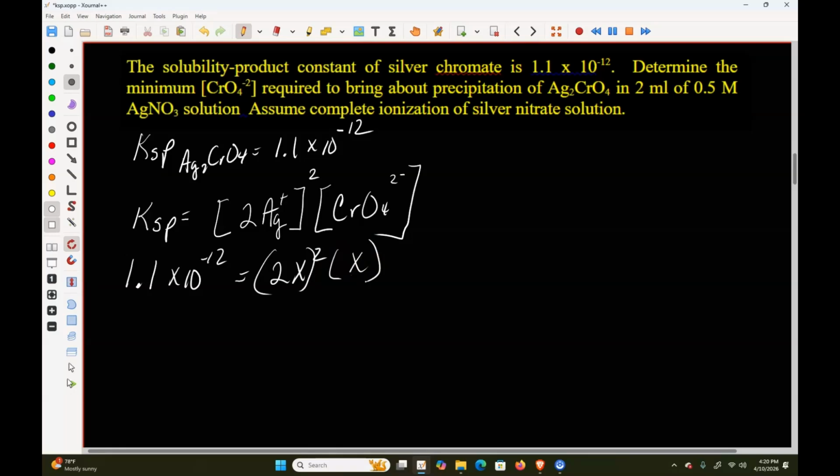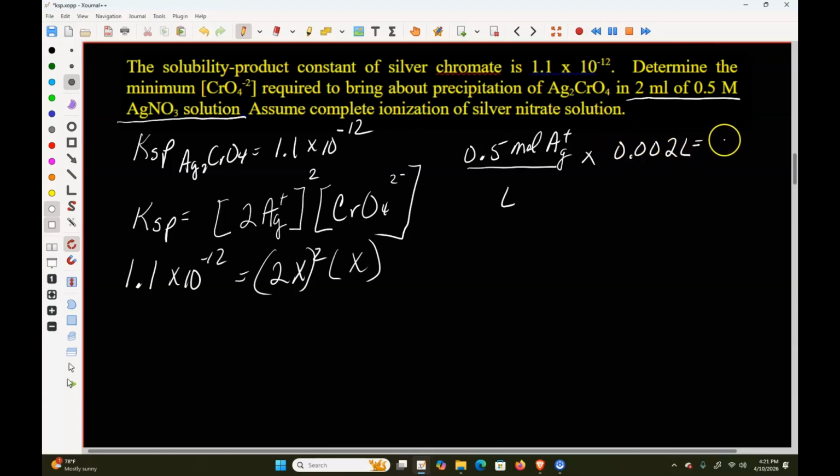All right, I'm given an initial, I have 2 milliliters of a 0.5 silver nitrate solution. So we need to calculate the amount of silver that's in this. So here on the side, I'm going to say 0.5 moles of silver ions per liter. And I have 2 milliliters, so 2 milliliters will be 0.002 liters. So that would give me 0.001 moles of Ag+.